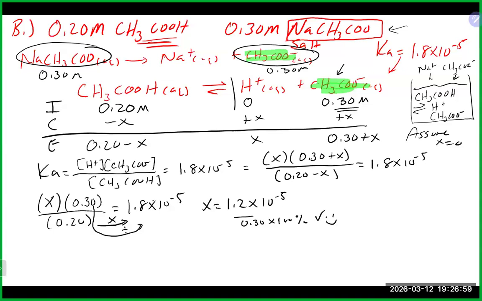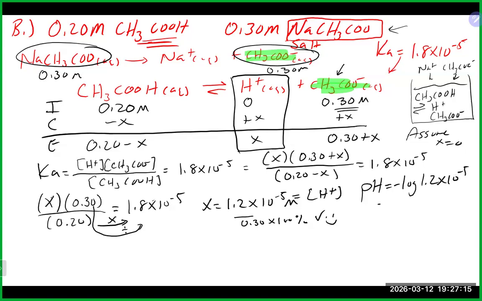That means that in terms of our H plus concentration in this solution, that is what x will equal. So this equals the H plus concentration. Put a little molarity there. Now our pH would then be minus the log of 1.2 times 10 to the minus 5. And that's going to get us here 4.92. First off, any questions on that calculation?